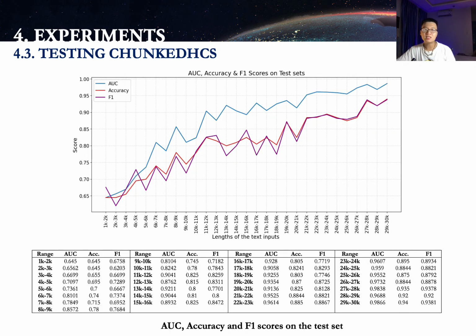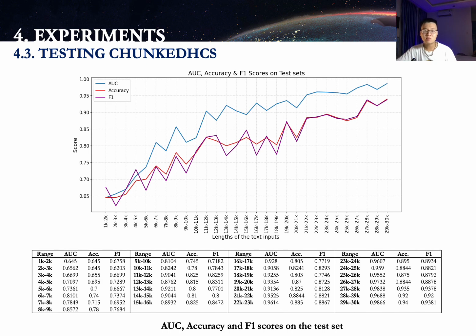So, talking about testing ChunkedHC on the test set. With the optimal threshold derived from the validation set, positive and negative classes are predicted on the test set. The table and the line graph show the AUC, accuracy and F1 score for all of the intervals. Firstly, for the shortest interval between 1 and 2,000 characters, the accuracy and F1 are around 0.645 and 0.67 respectively. For text between 5,000 and 10,000 characters, the accuracy is above 0.7.